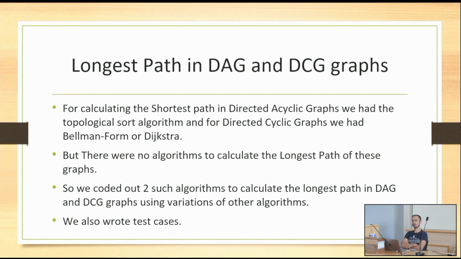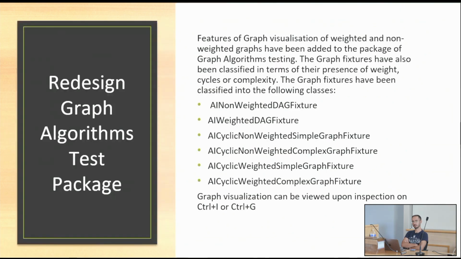My next task was to code out the longest path in directed acyclic graph and directed cyclic graph. For this, I used a variation of topological sort algorithm for DAG and a variation of Bellman-Ford for DCG to code out these two particular algorithms.